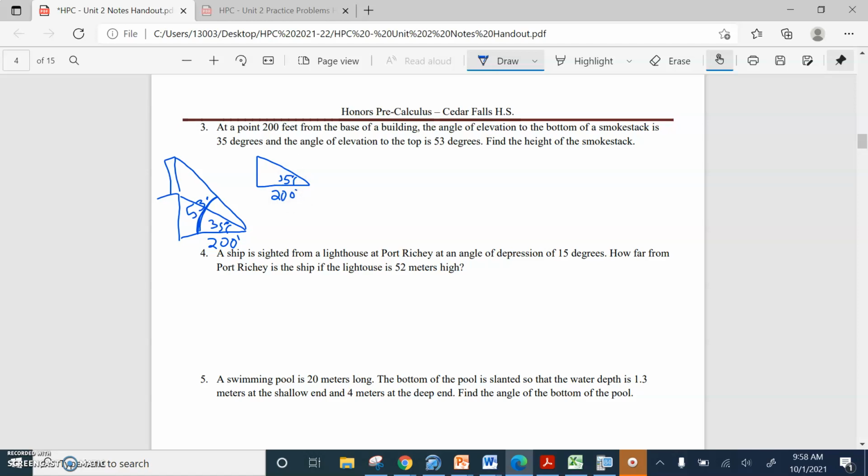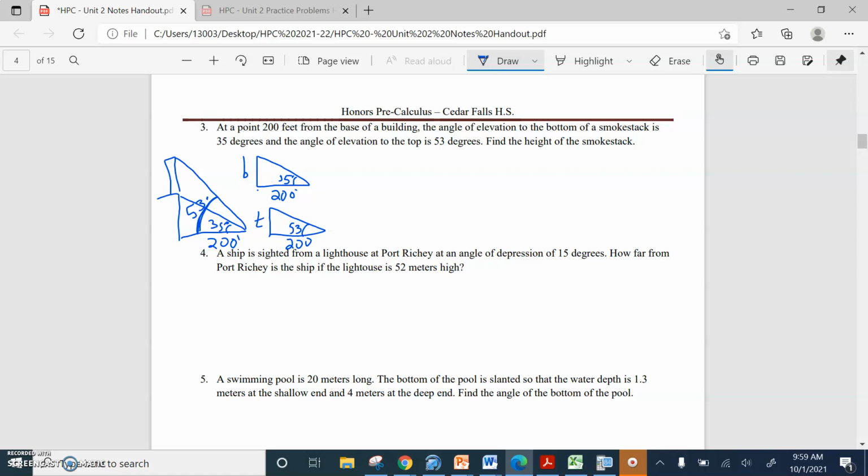We could find, I'm going to label the vertical side of this, 35 degrees. I'm going to label that one B, B for bottom, so that's going to give us the height from the ground to the bottom of the smokestack. I'm also going to have another triangle here, and we'll call that one T. That's going to represent the top of the smokestack.